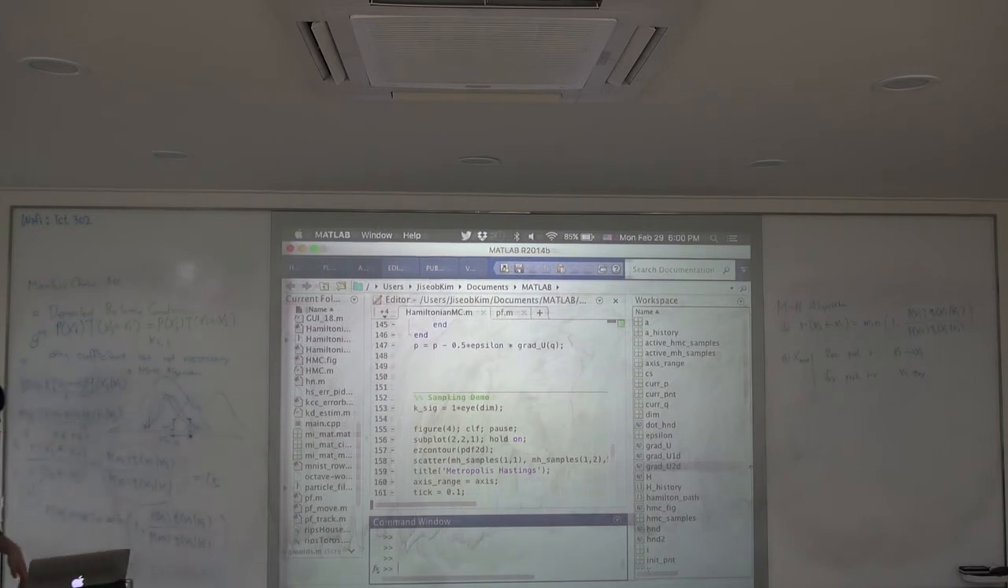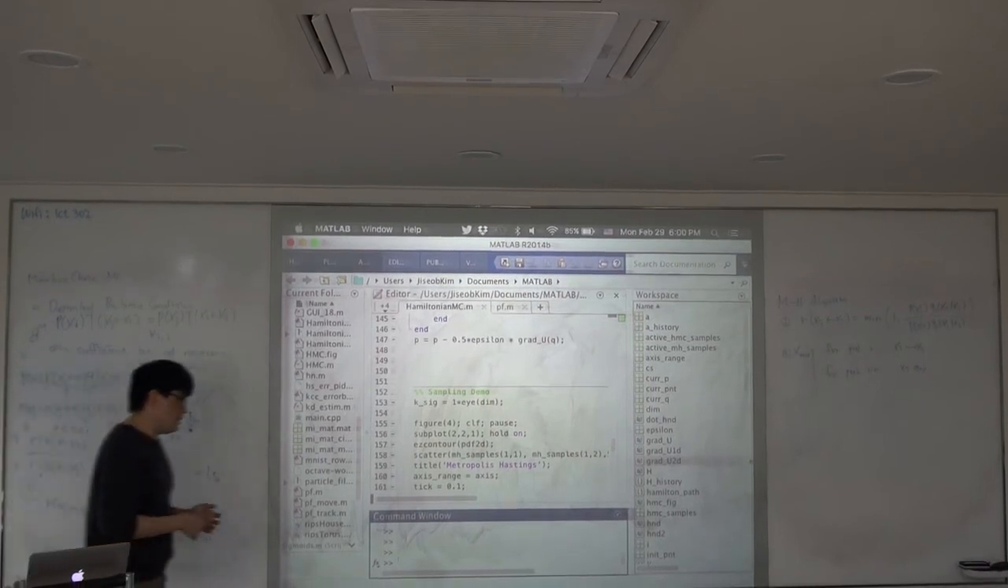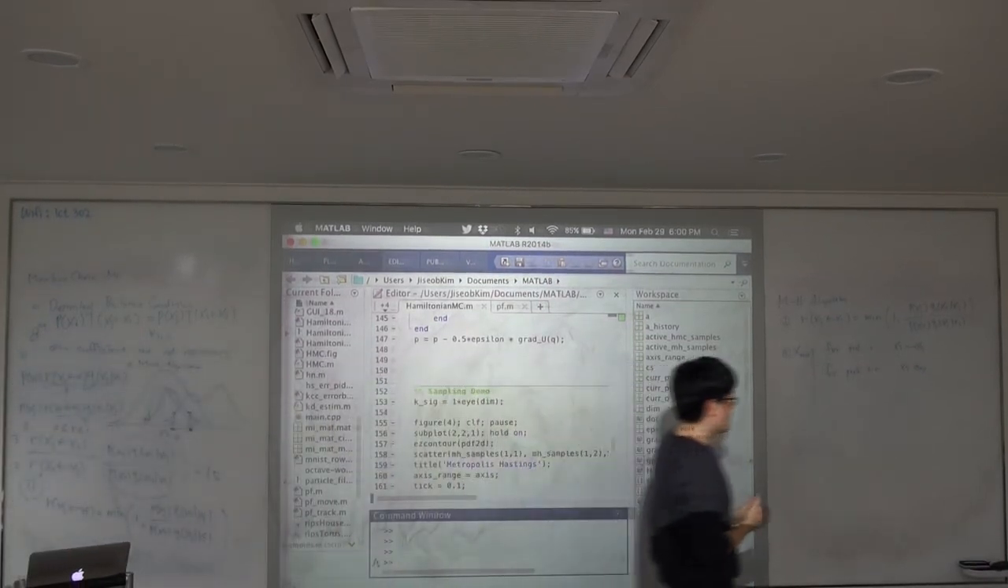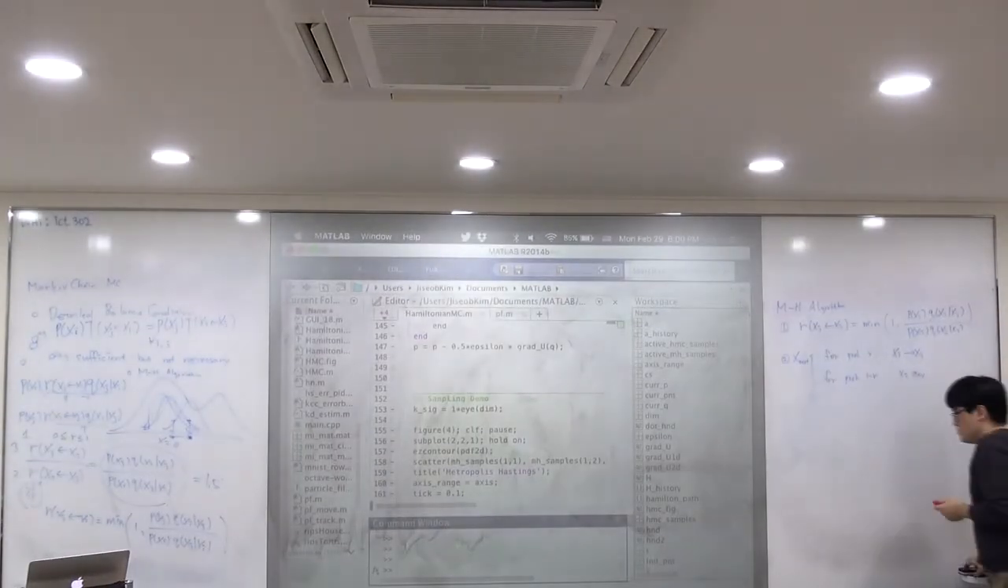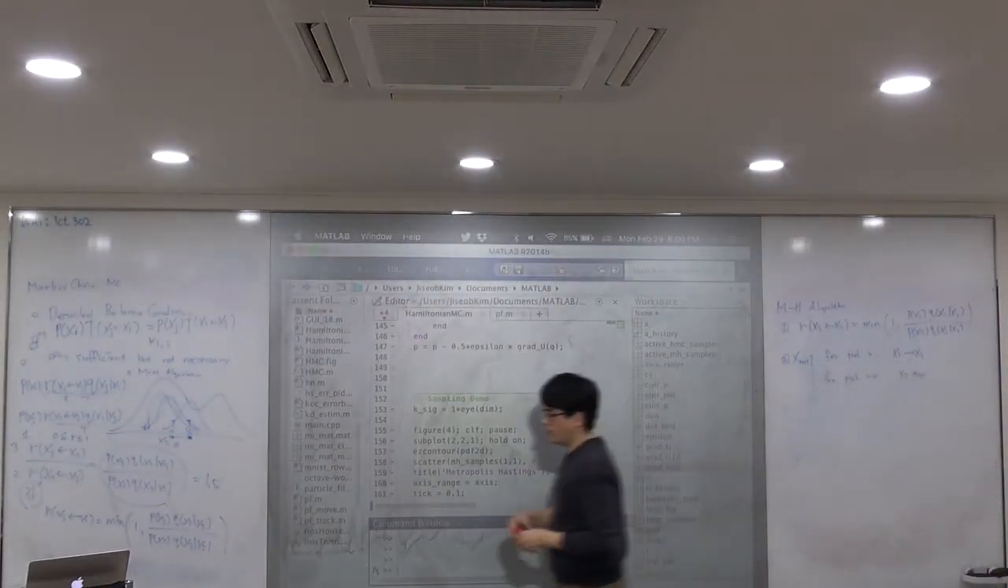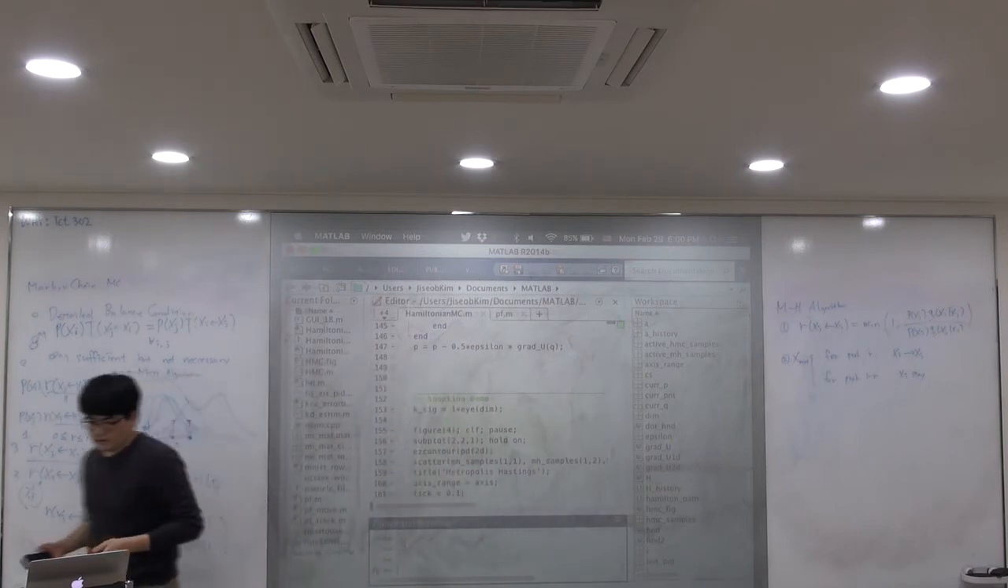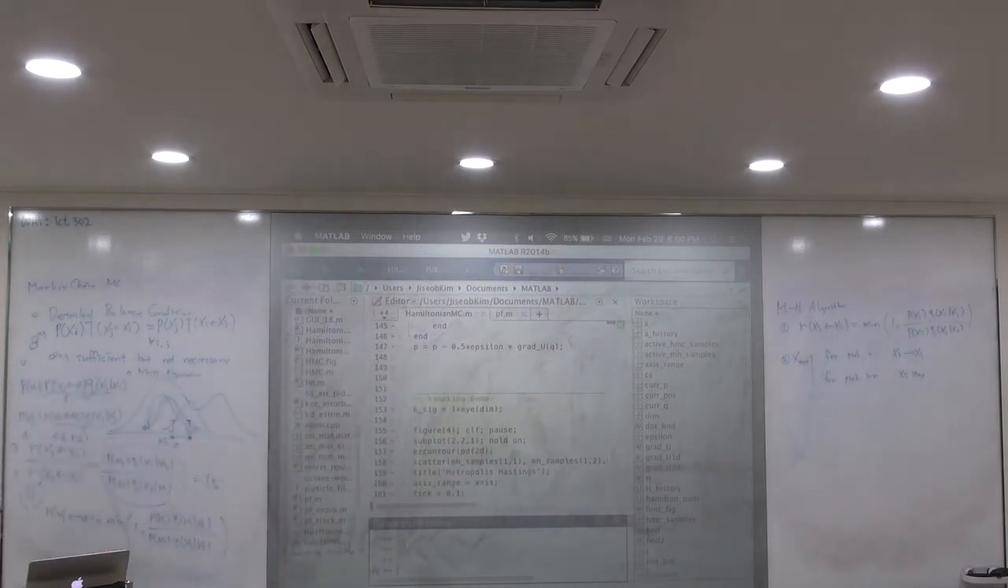So I finished the Metropolis algorithm, the Metropolis-Hastings algorithm, and Gibbs sampling is much easier. So I can end this in 15 minutes.